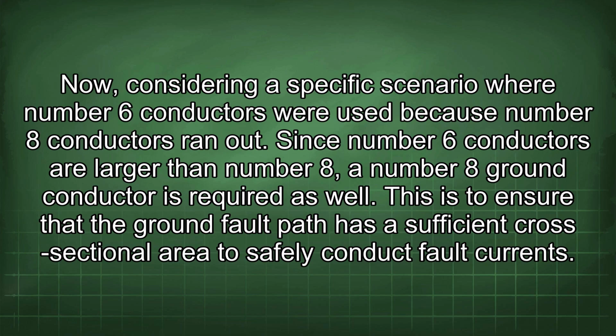Now, considering a specific scenario where number 6 conductors were used because number 8 conductors ran out. Since number 6 conductors are larger than number 8, a number 6 ground conductor is required as well. This is to ensure that the ground fault path has a sufficient cross-sectional area to safely conduct fault currents.